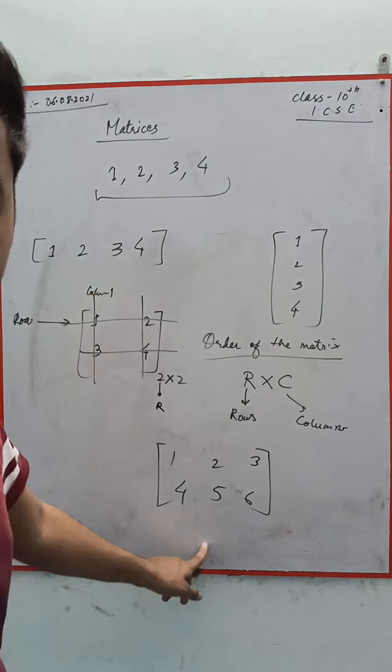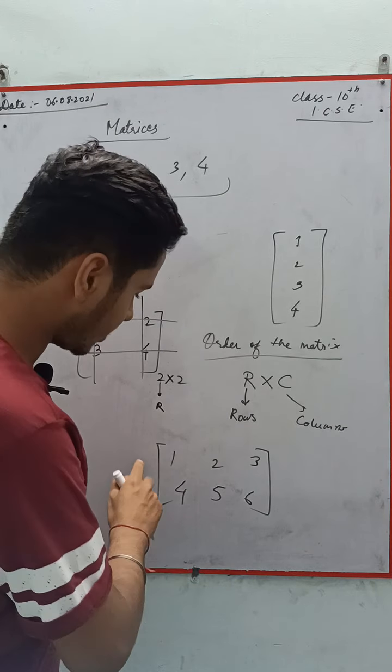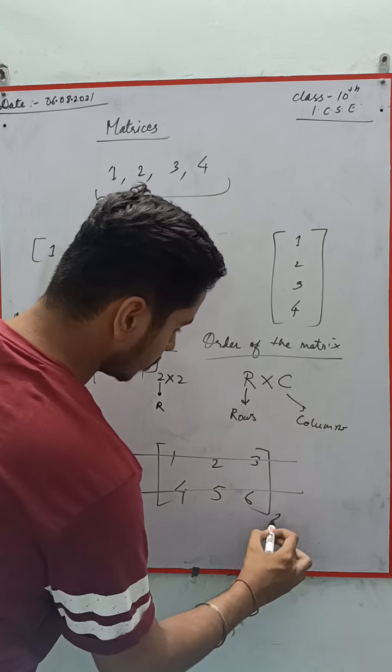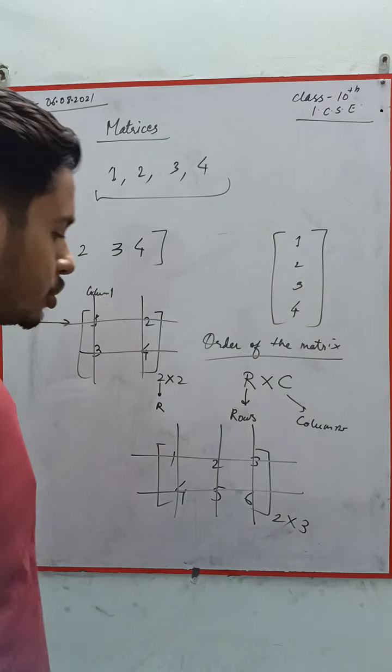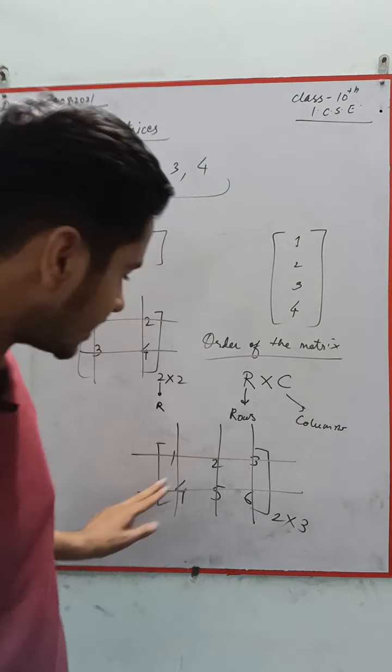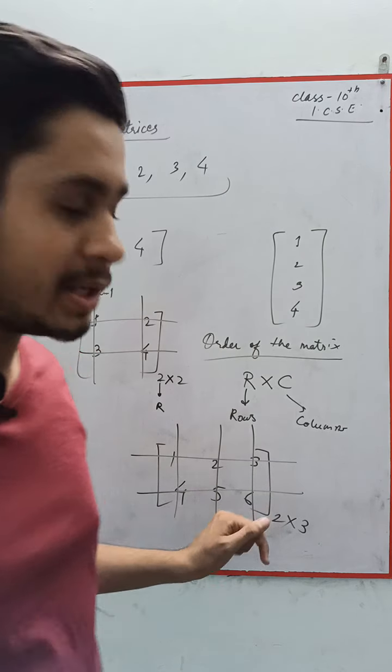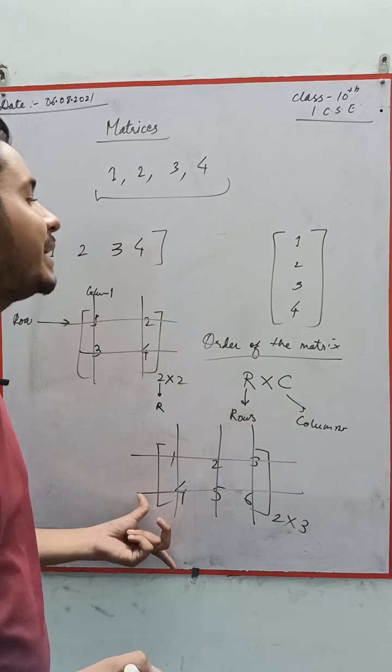Now if I ask you, what will be the order of this matrix? There are two rows, so 2 cross, how many columns are there? 3 columns, so 2 cross 3. No need of making this line. This is only for the explanation I am making, so that it would be clear for you.